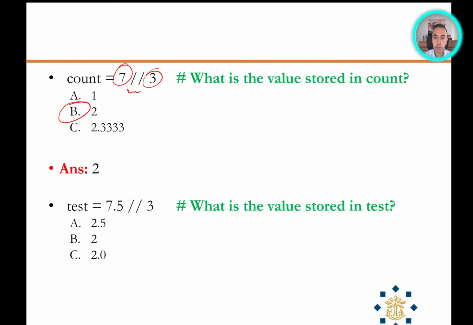So what is the value stored in test? We have an integer division, okay? But this one is float. So 7.5 integer division 3 is going to be, the true answer is 2.5, but since it's an integer division, we are going to scrap the 0.5. So it's actually 2.5, but due to the integer division, it's only the whole part of 2.5, which is 2.